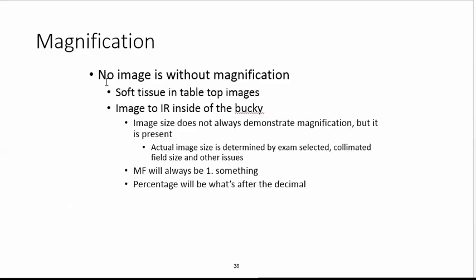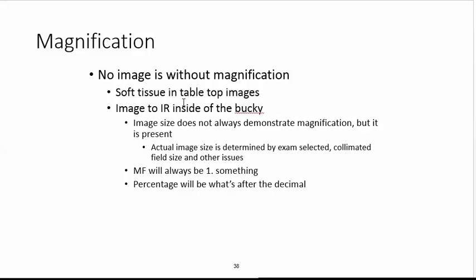So magnification, no image is without magnification. Soft tissue provides an increase in OID in tabletop images. If you're using the Bucky, then you're going to increase your OID by sometimes as much as 4 inches. So image size does not always demonstrate magnification, but it is present.